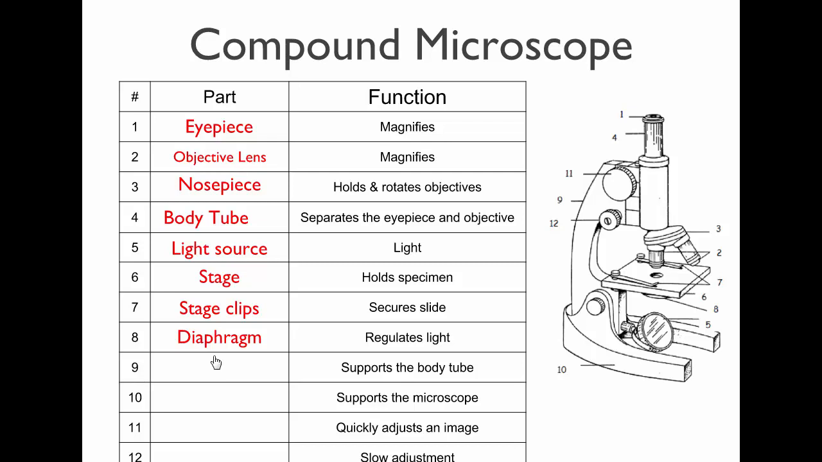The part of the microscope you would hold when you're carrying it on the side that supports these things, that's called the arm. And then the bottom, where we hold underneath, would be called the base.